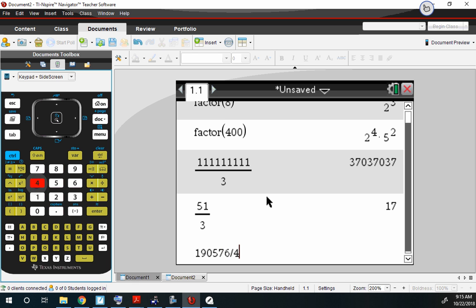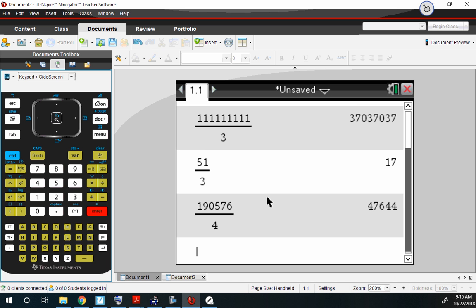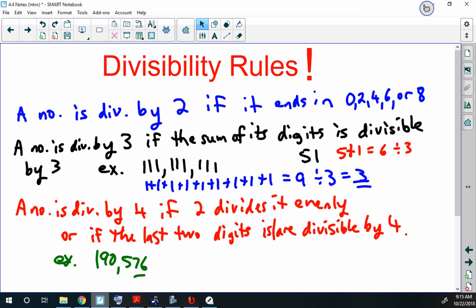Is 190,576 divisible by 4? And yes, it is. Okay, so the deal is the last 2 digits, if they're divisible by 4, then the number itself is divisible by 4. Does that make sense? All right.